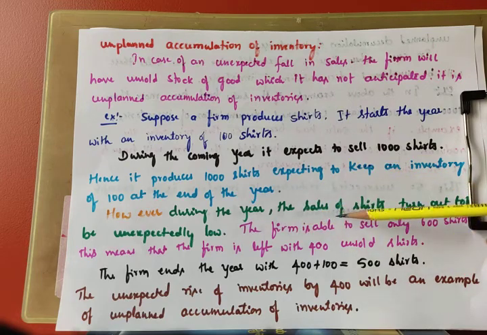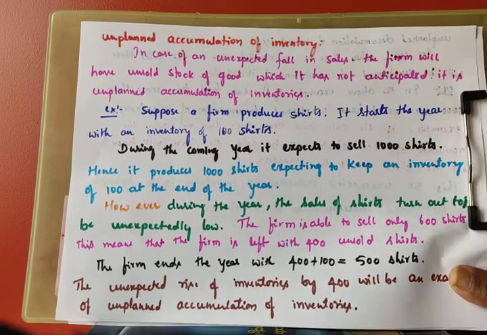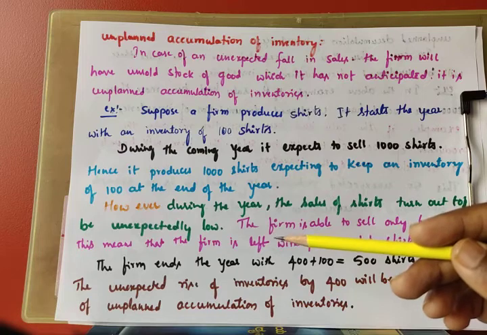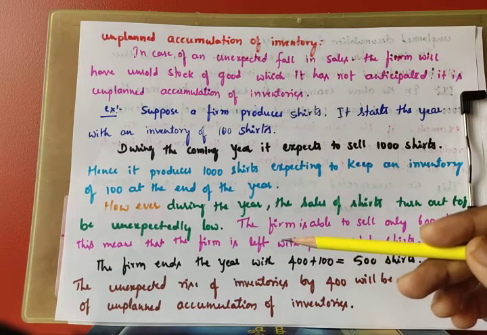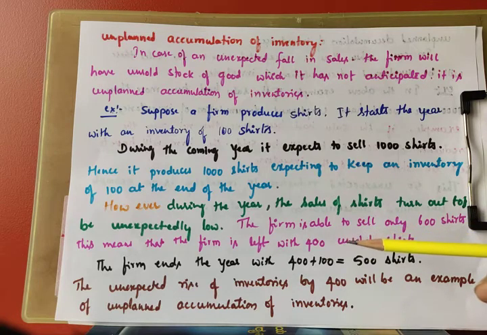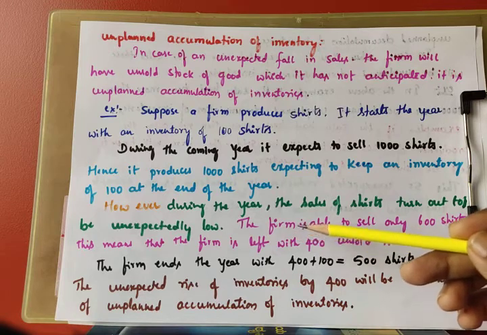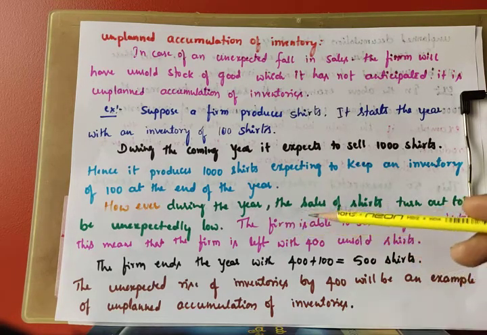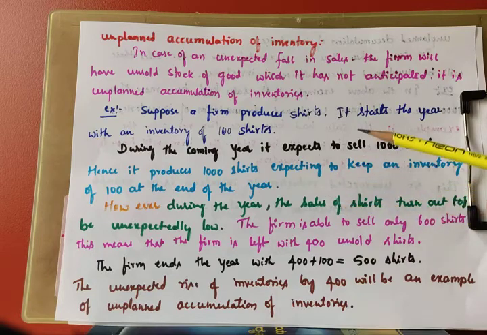So anyhow, during the year the sales of shirts turn out to be unexpectedly low. What happened? They decided to sell 1,000, but the sales of shirts turn out to be unexpectedly low. In this situation, the firm is able to sell only 600 shirts. Only 600 shirts, remaining 400. Already they had 100 shirts.